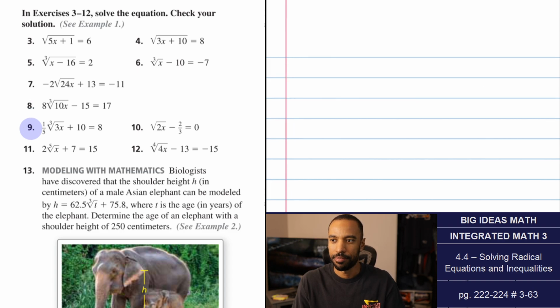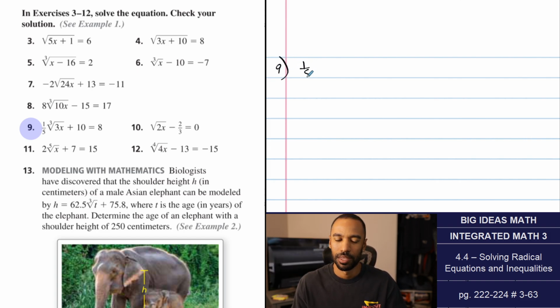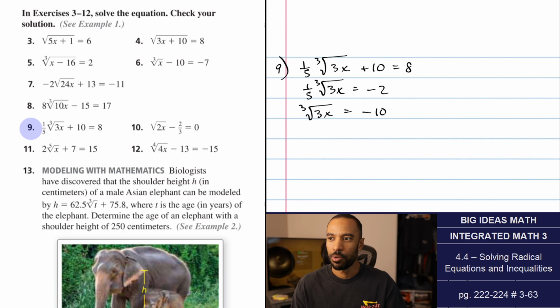We have 1/5 times the cube root of 3x plus 10 equals 8. Okay, let's subtract 10 from both sides, and we get negative 2. Let's multiply both sides by 5, right? That's the 1/5 multiplied by 5, making them 5 times bigger. Now that's gone. Multiply this by 5, we get negative 10. Now we'll cube both sides.